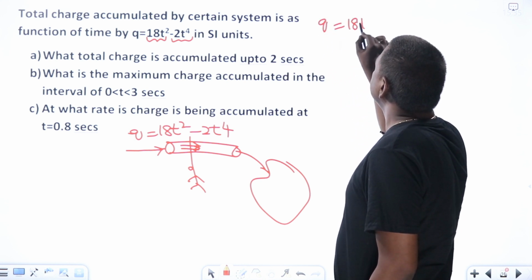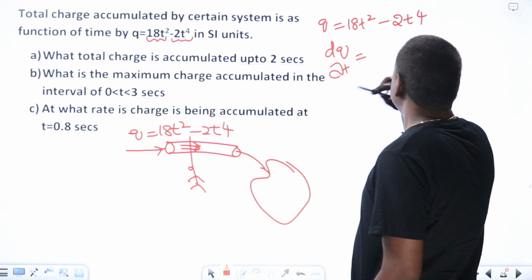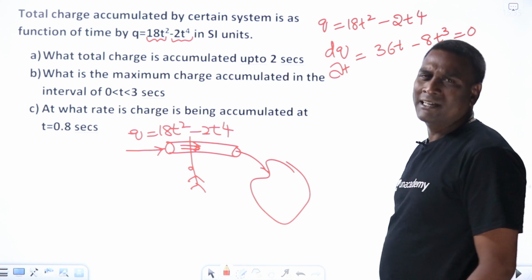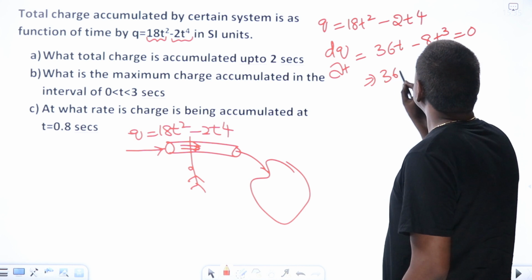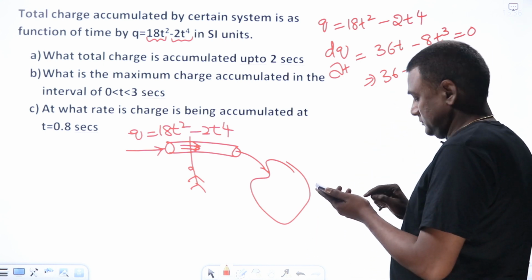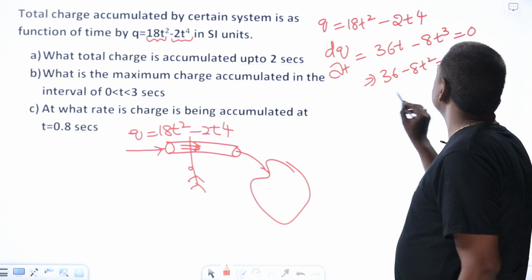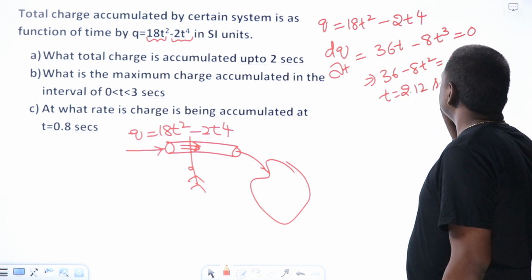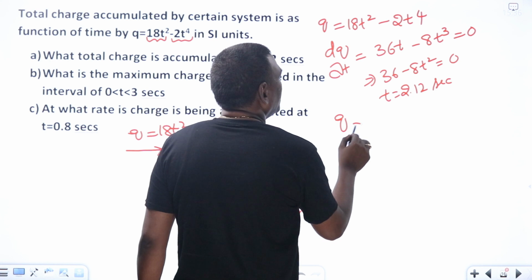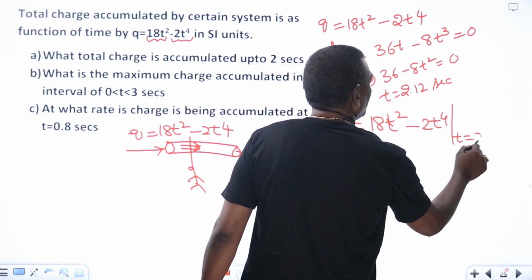Q equal to 18t square minus 2t to the power of 4, and dq by dt maximum is going to be 36t minus 8t cube, which should be equated to 0. This gives 36 minus 8t square equal to 0. Calculate t. 2.12 seconds. At 2.12 seconds, maxima is happening. At that time, how much is the charge accumulation? We have to apply Q equal to 18t square minus 2t to the power of 4 at t equal to 2.12 seconds.